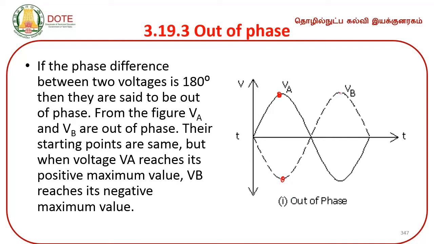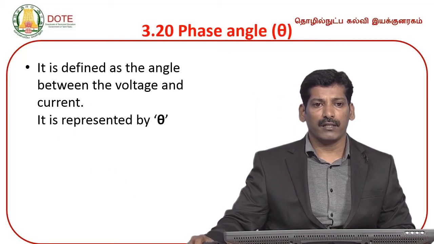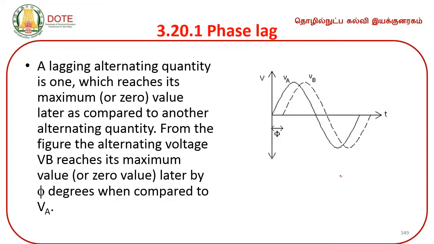When VB attains its positive peak, then VA attains its negative peak, exactly opposite to each other. So, they are said to be out of phase with each other. Then phase angle is defined as the angle between the voltage and current, and it is represented by theta. Phase lag: a lagging alternating quantity is one which reaches its maximum value later as compared to another alternating quantity.